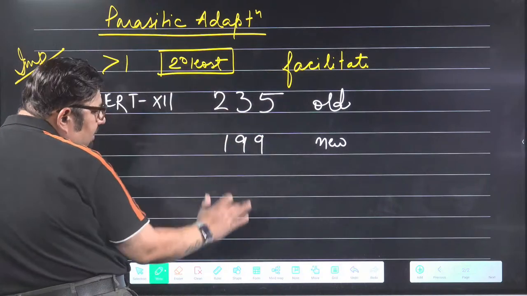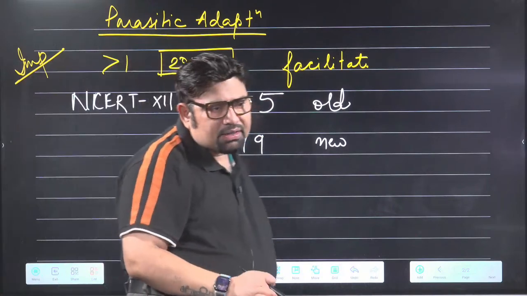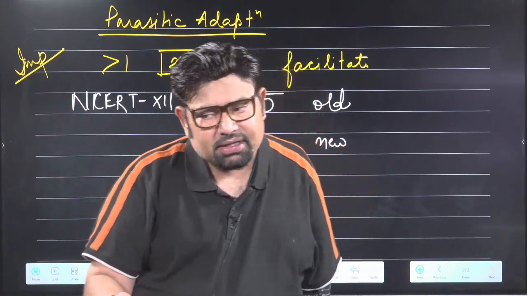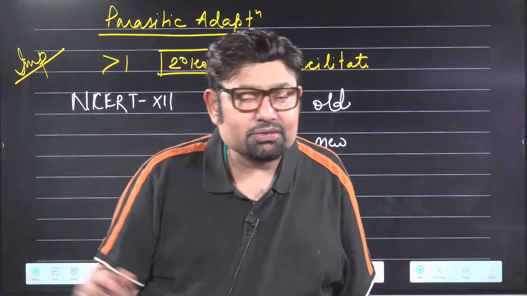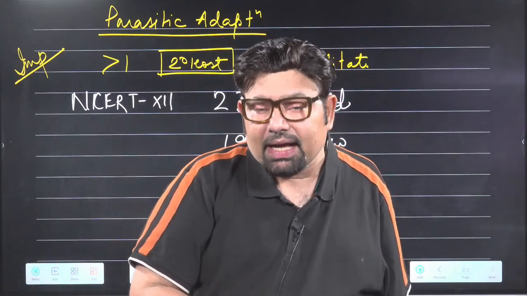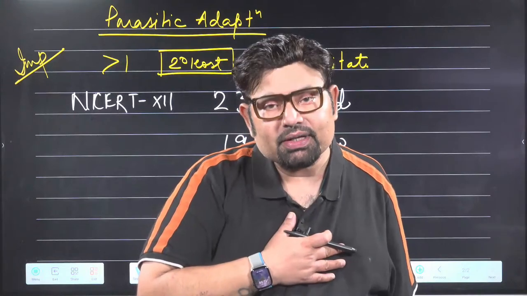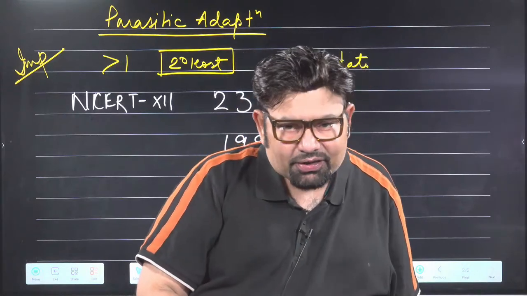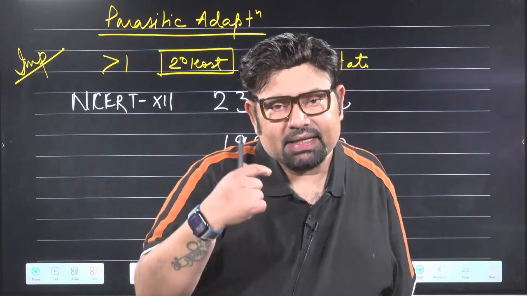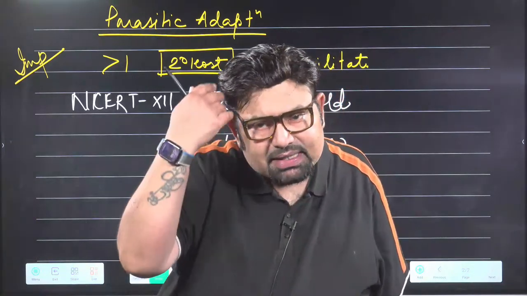So they keep more than one host and being obligate, so that if this one becomes extinct, at least they have other homes to live. So this is a strategy for survival, and for our NEET also, we have to learn that. Other strategies for parasitic life, like it does not require special sense organs.